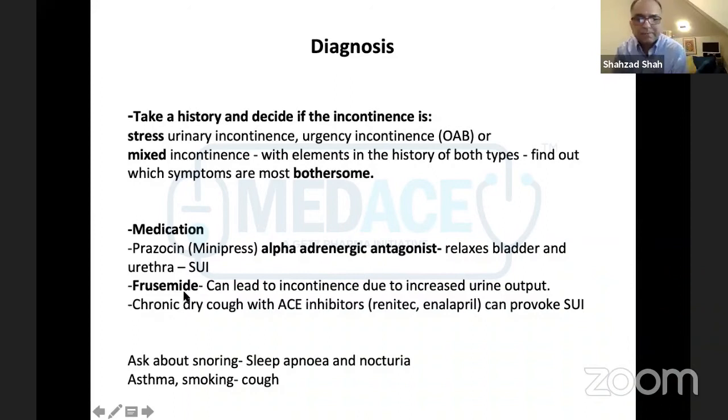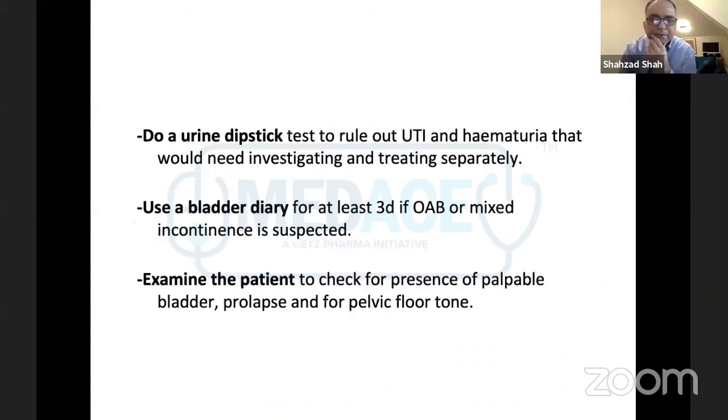Ask about snoring, ask about asthma. Snoring and sleep apnea cause negative intrathoracic pressures. This can lead to release of hormones, which lead to diuresis at night. And so in my practice, I think if you're not diagnosing at least 1 to 2 sleep apnea patients per year, then you're probably not teasing out the patient's symptoms enough.